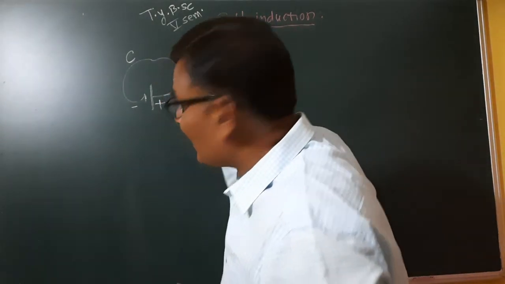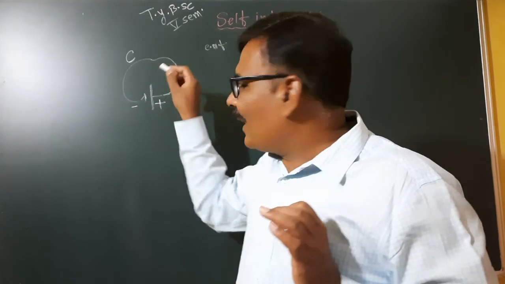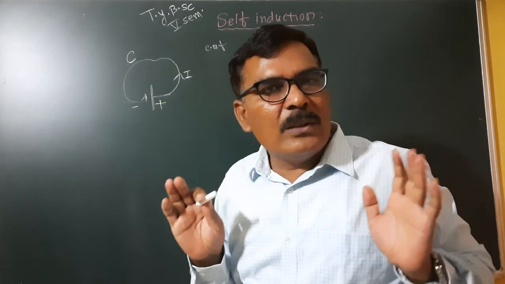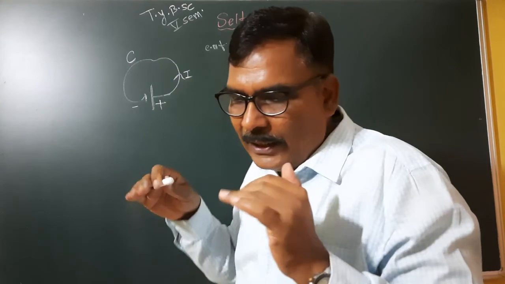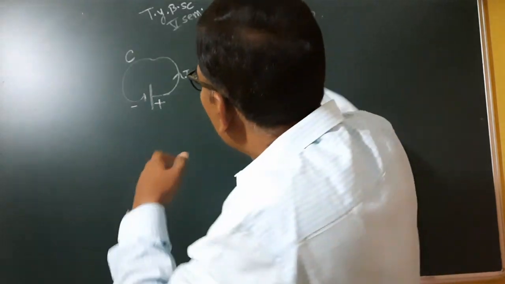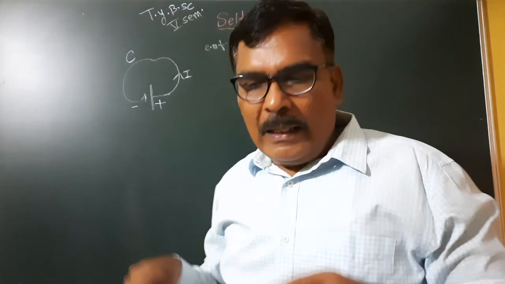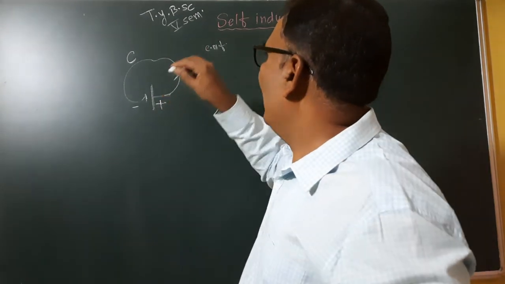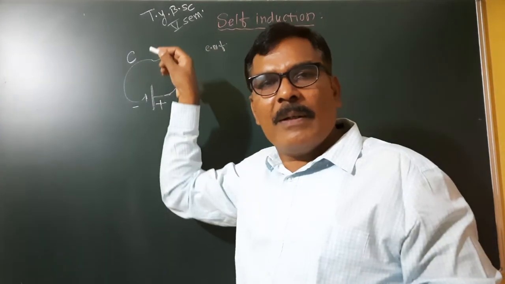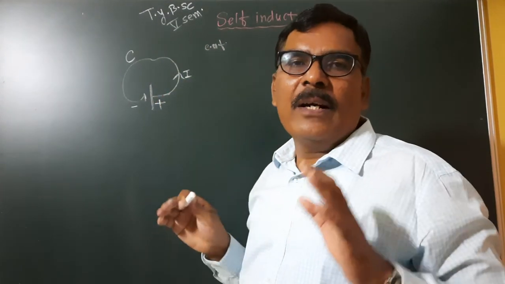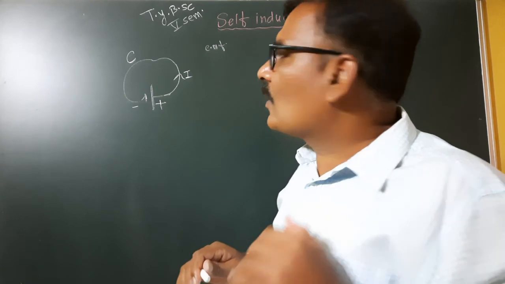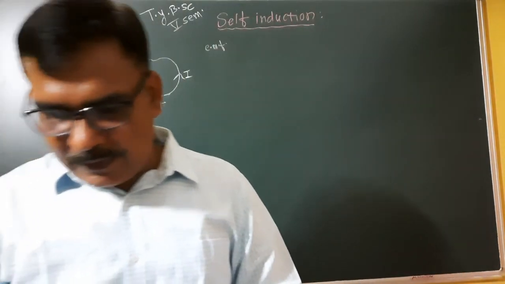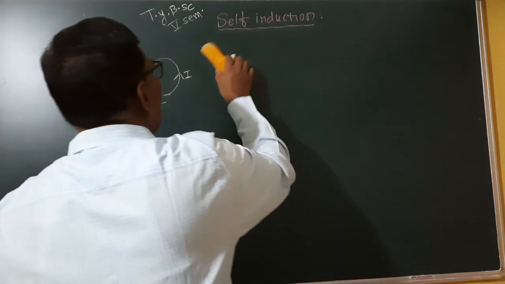When the coil is connected to the battery, the current flowing through the coil goes on changing. When the current flowing through the coil is changing, it links the magnetic field in the coil, and the magnetic field in the coil induces an EMF, and that induced EMF opposes the growth and decay of the current. That phenomenon is called self-inductance. Now let us consider the definition of self-inductance.